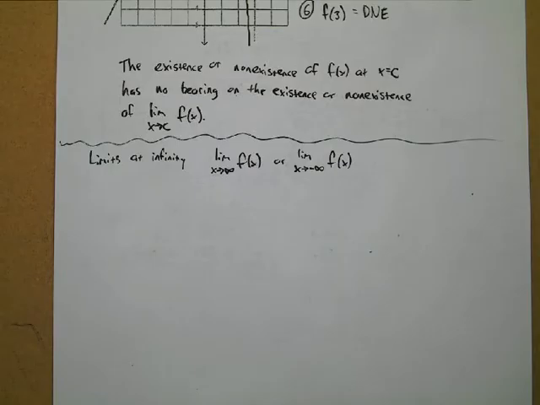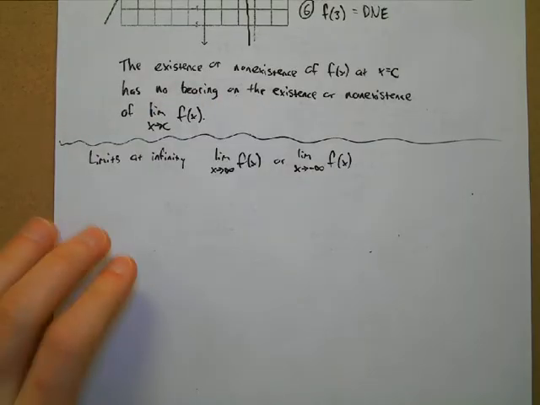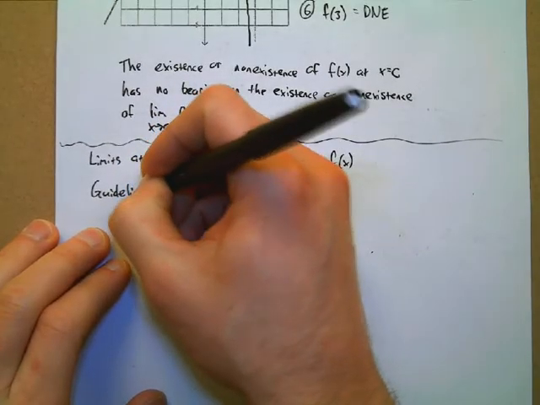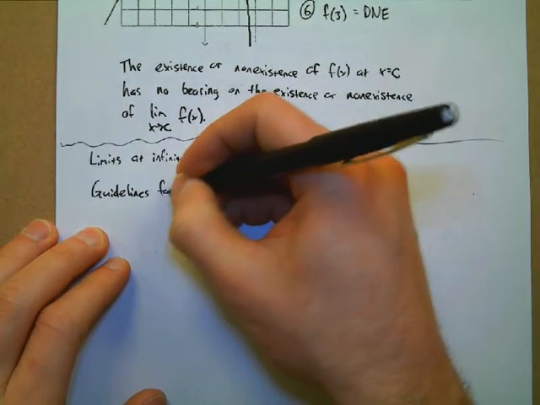And so here are the guidelines, and you may remember this from Algebra 2. Believe it or not, you were kind of evaluating limits in Algebra 2, and you just didn't know it. So the guidelines for evaluating limits at infinity, and this is for rational functions.